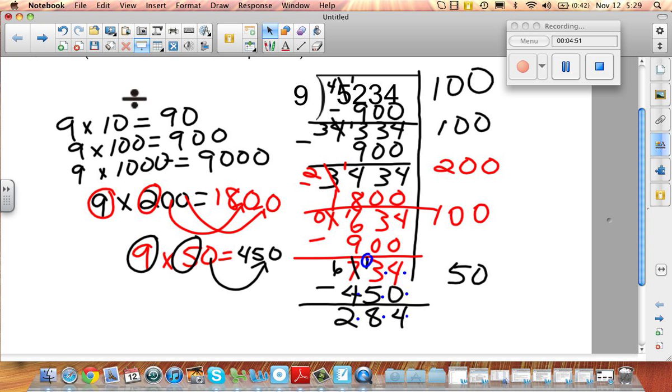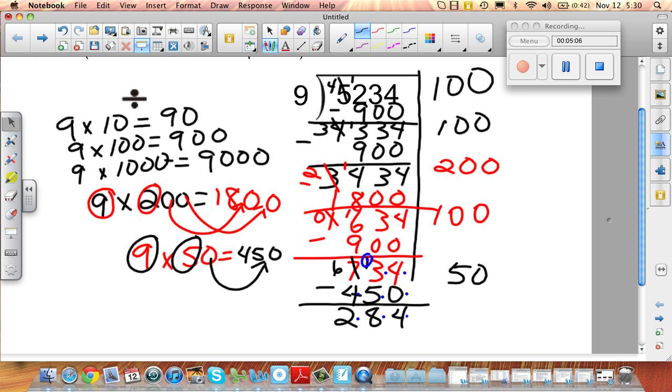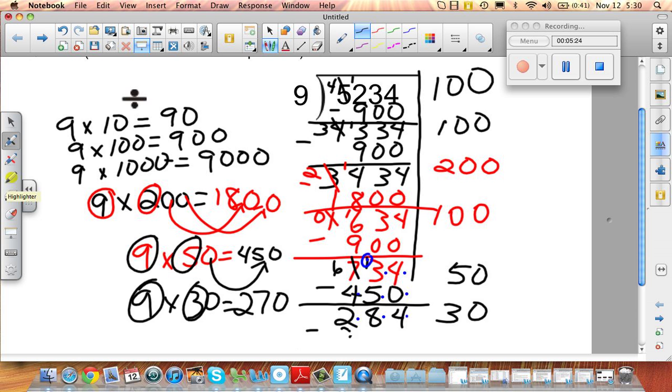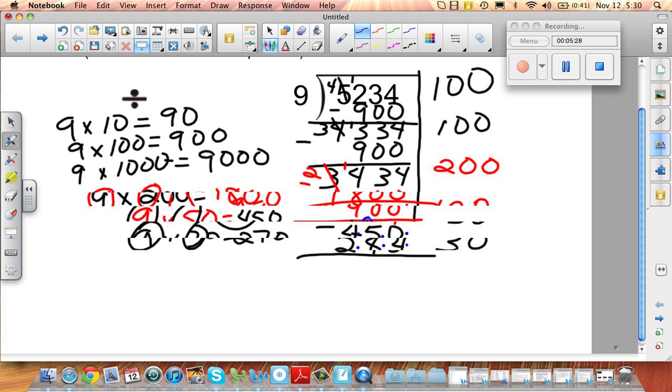Now, how many times can 9 go into 284? I know that 9 times 10 is 90. What about 9 times 20? That should be 180. What about 9 times 30? Hang on. Gotta get my machine rolling here. 9 times 30 is 27 plus 0. So we're going to say minus 270.